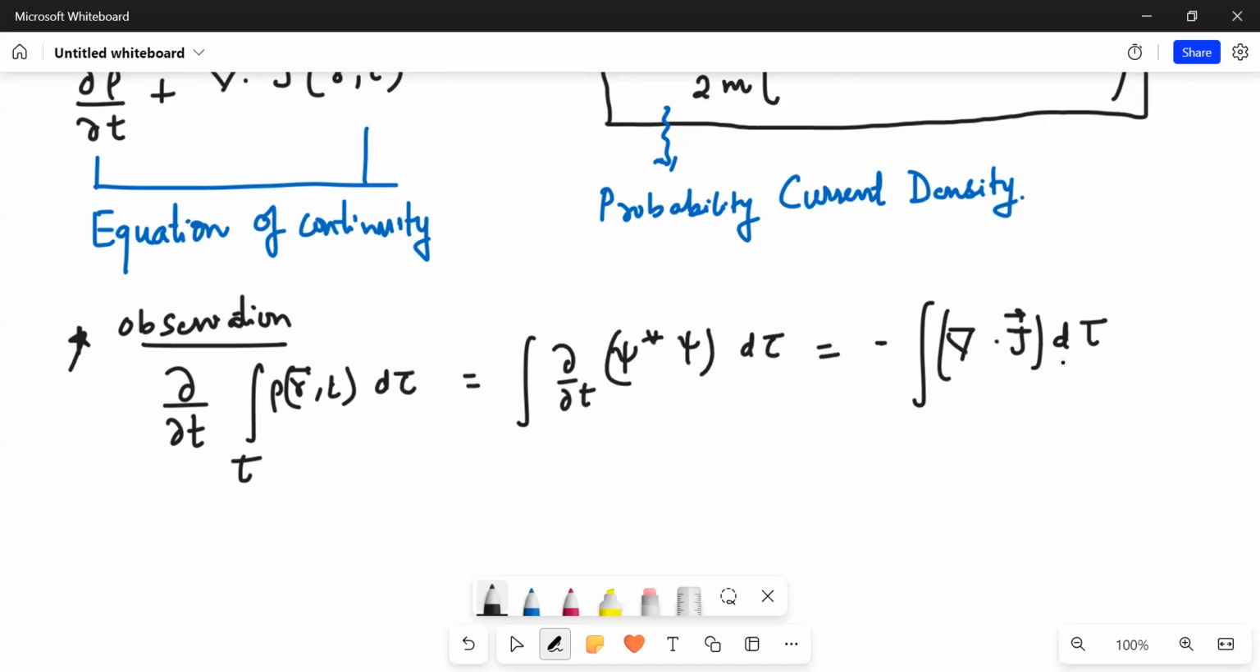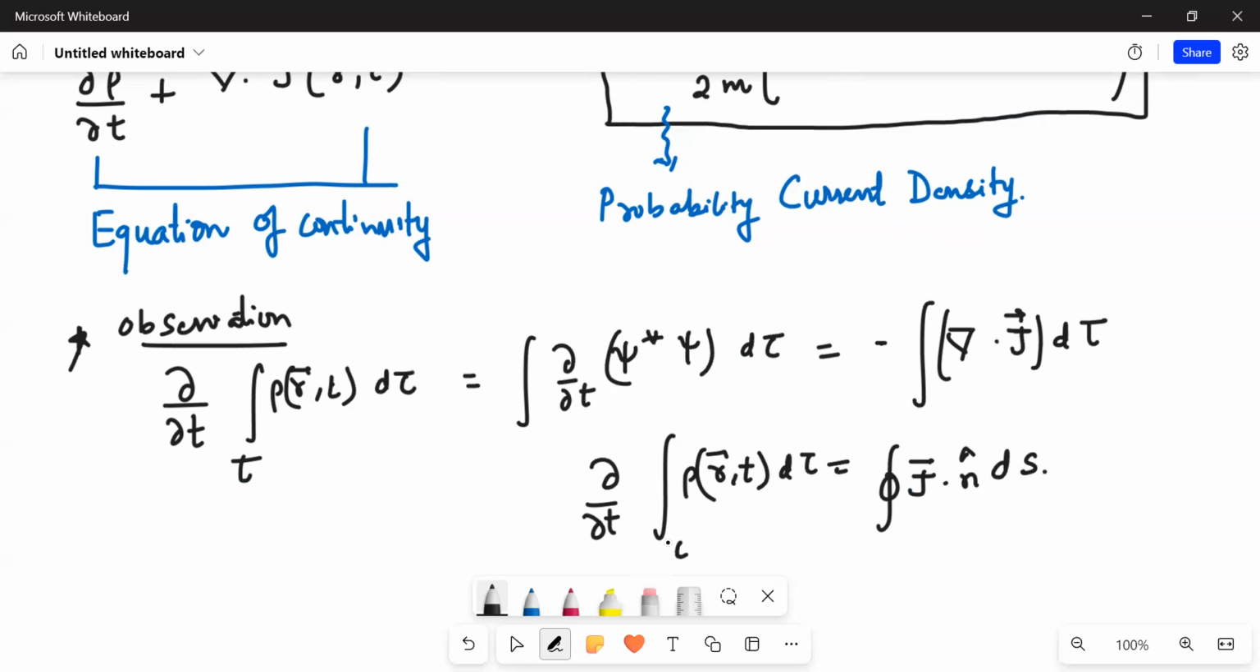Is that clear? Now from the divergence theorem, the Gauss divergence theorem, we know that this is equal to the surface integral of j vector dot n cap ds. So what is happening? Del by del t of the integration of rho r vector, t d tau over the entire volume, is equal to negative of the surface integral of j vector dot n cap ds.